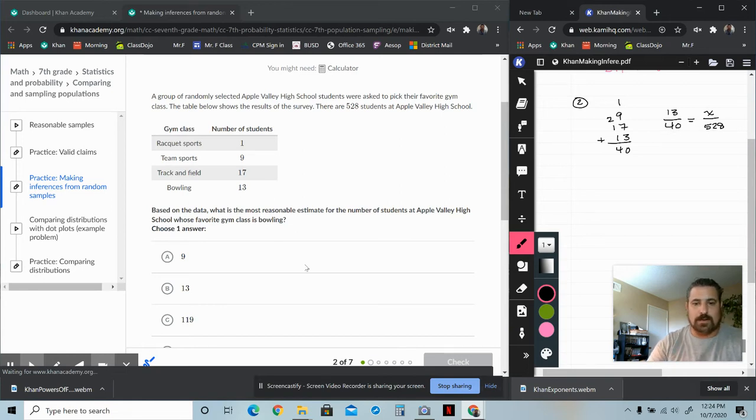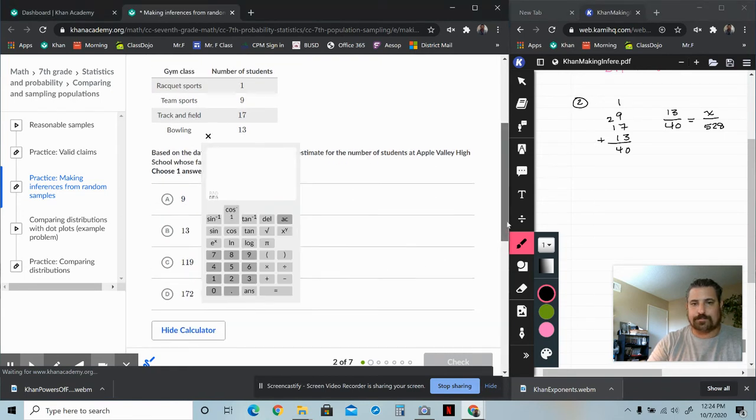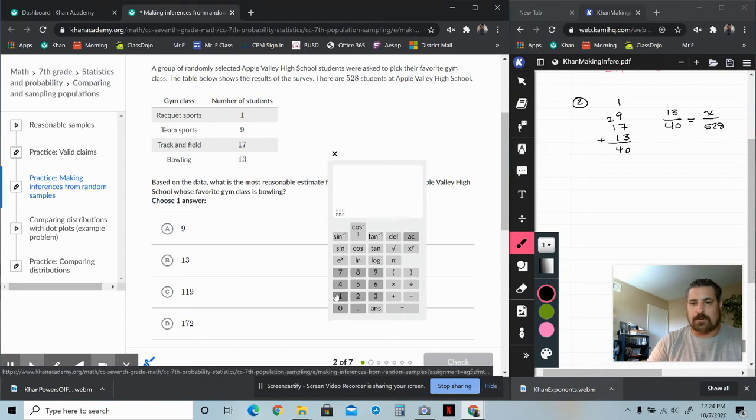Well, all you've got to do on a calculator to solve this is pretty simple. You grab the calculator and say, all right, 13 out of the 40 people said they like bowling. So 13 out of 40 is equal to what percentage? 32.5% or 0.325. Multiply that decimal by the total number of people at the high school to find the number of students. If that percentage stayed true, that would be 32.5% of the high school.